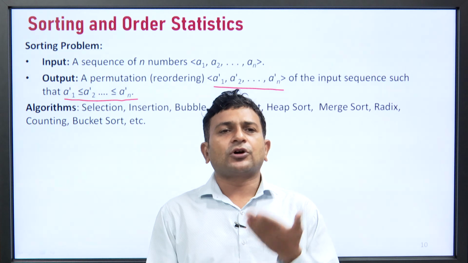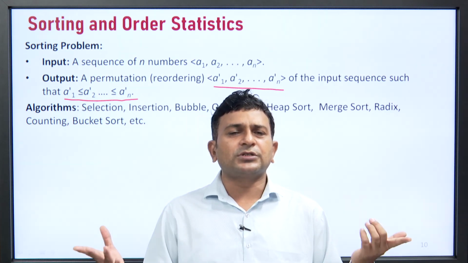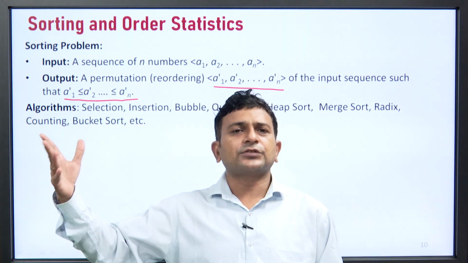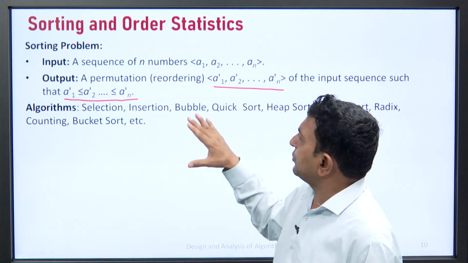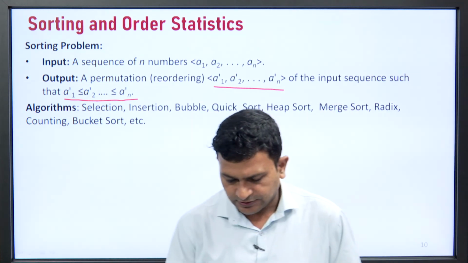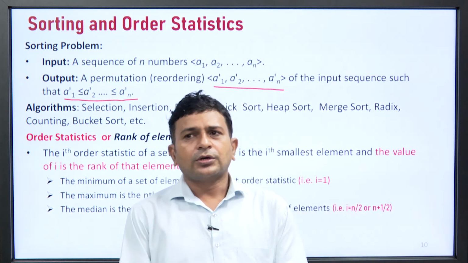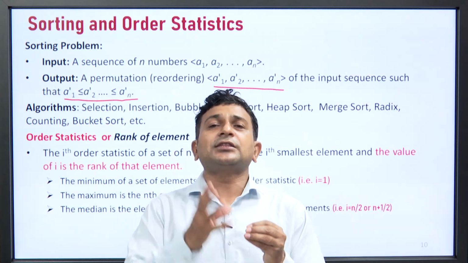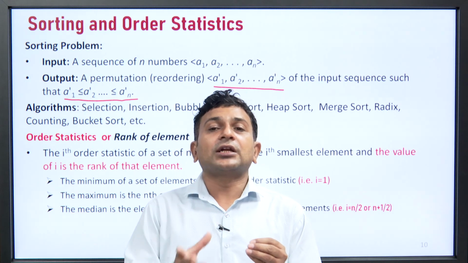There are numerous algorithms available to sort the given numbers. For example, bubble sort, quick sort, merge sort, heap sort. There are so many algorithms, which will be discussed later in our lectures 4 and 5 and so on. So, here we are mainly going to discuss order statistics. So, what is order statistics? Basically, if we talk about the ith smallest element in a given set of numbers, definitely we are talking about the ith order statistic.